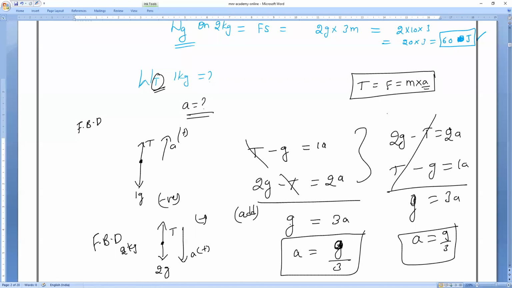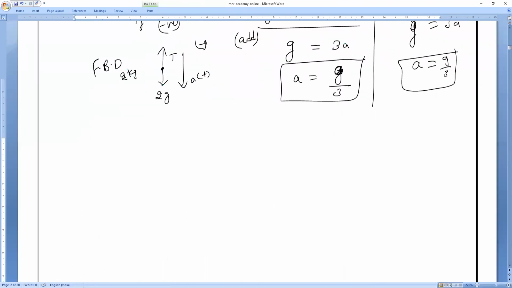Is it okay, guys? Everybody? Whatever you are convenient with, you can solve. Then you can substitute the value for finding T in any one equation. You can find the acceleration. So T minus 1G is equal to 1A. Now, I'll substitute. T minus G is equal to acceleration. Acceleration means what, everybody? Acceleration means G by 3.